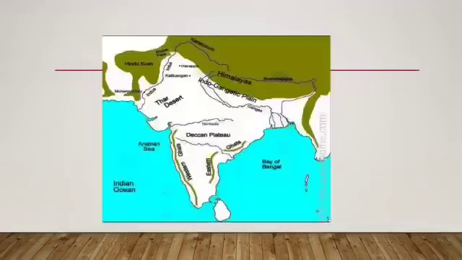It is surrounded by water on three sides: the Arabian Sea in the west, the Bay of Bengal in the east, and the Indian Ocean in the south. To its north are the high mountain ranges, the Himalayas.